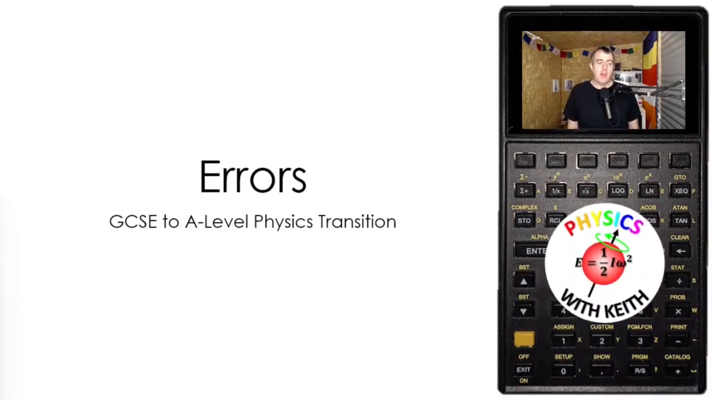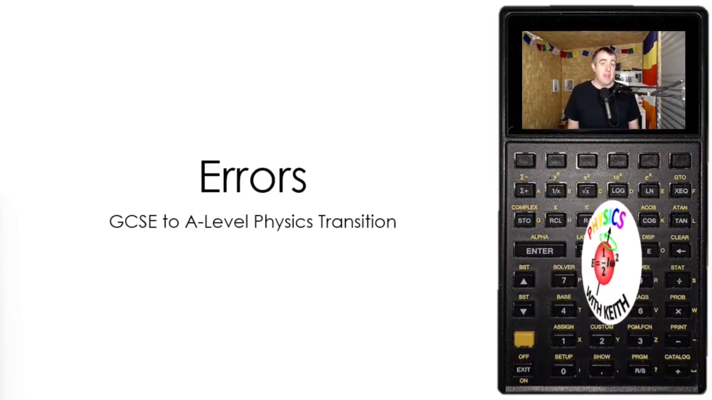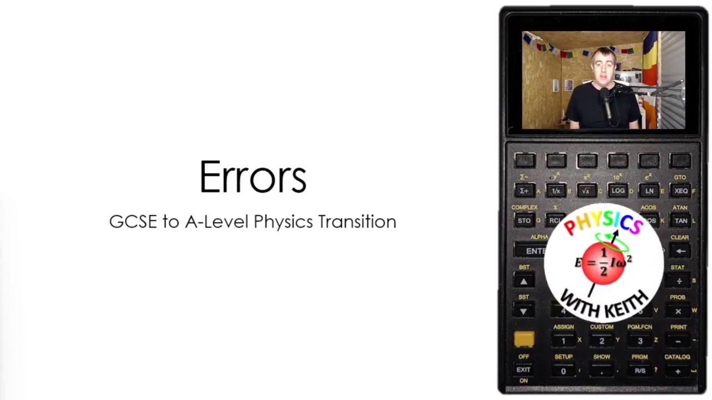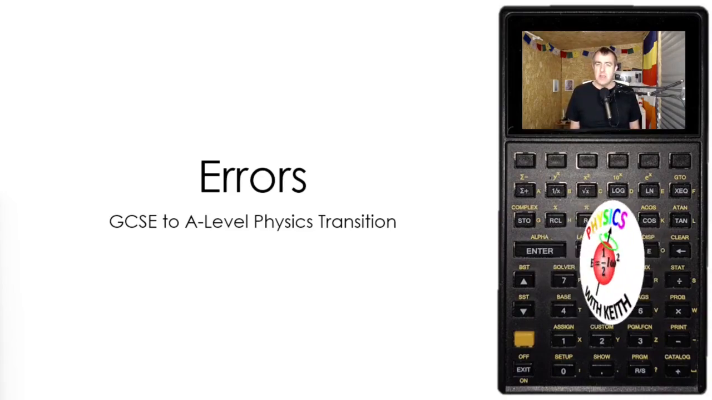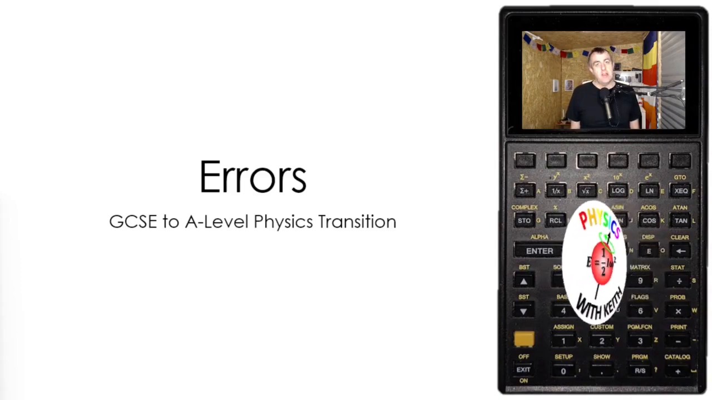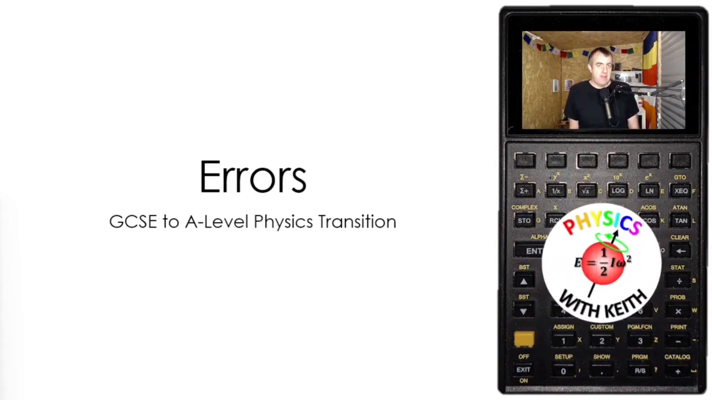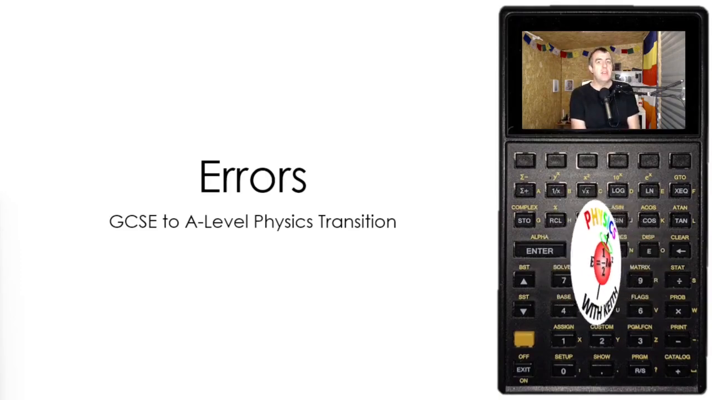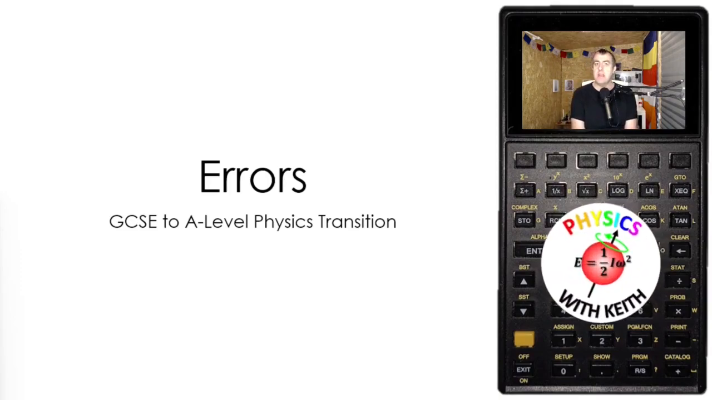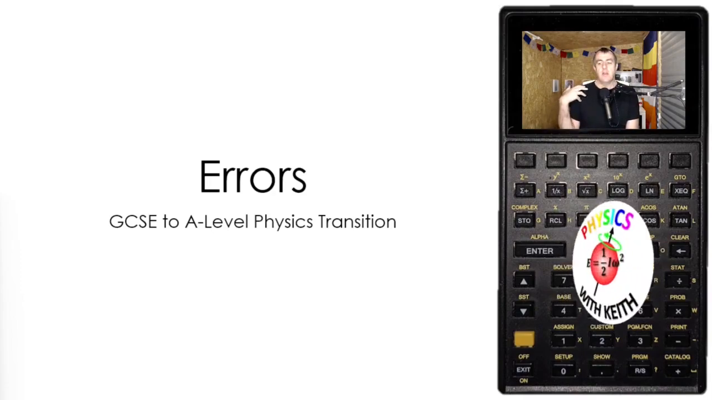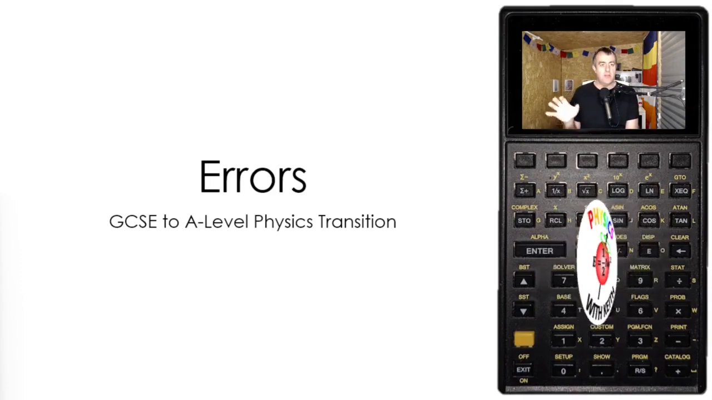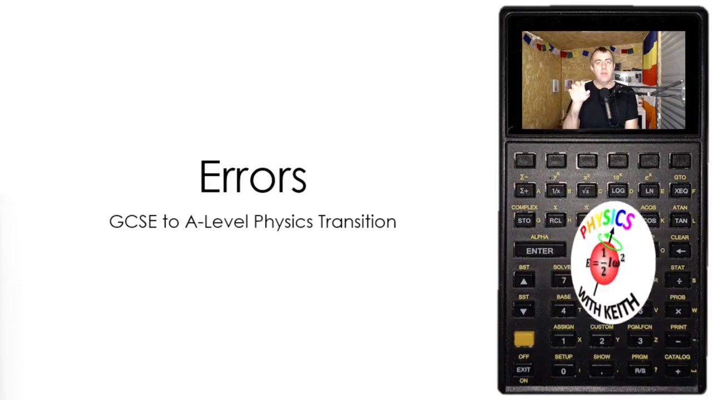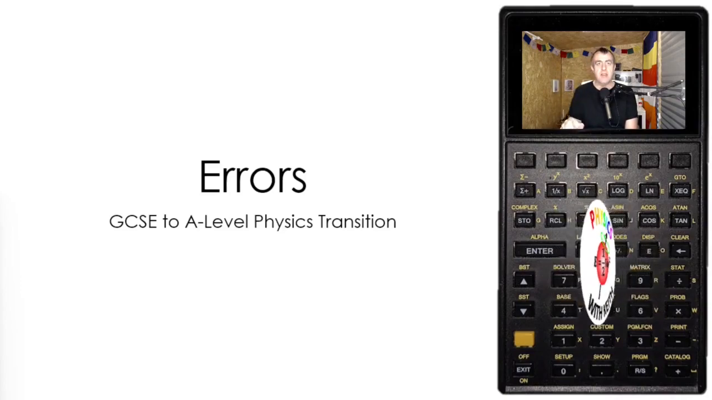The last topic we're going to look at for GCSE to A-level physics transition is errors and uncertainties. Now, you already met some idea of errors in your GCSE. You met systematic and random errors, for example, and you would probably have had to estimate errors as well. So this is a bit of a reminder of that, because often those topics get skipped, but also it's going to help you with a little bit of a primer of how to handle errors.